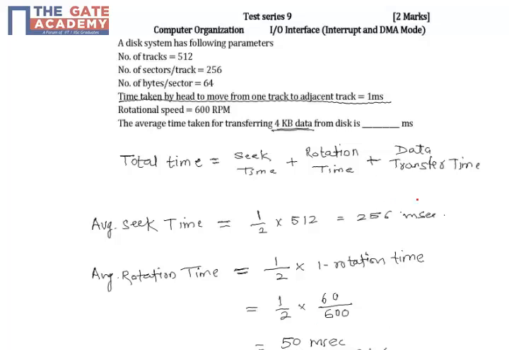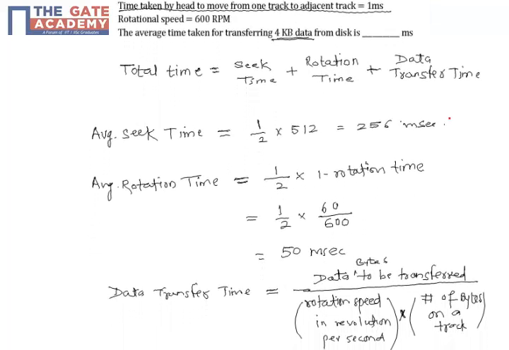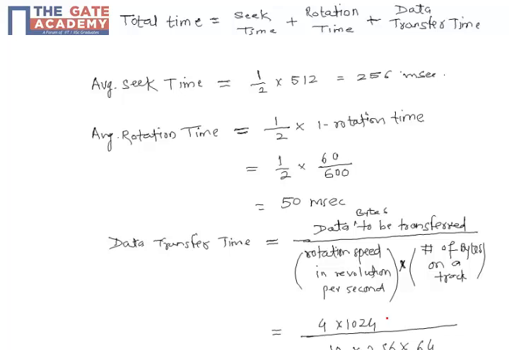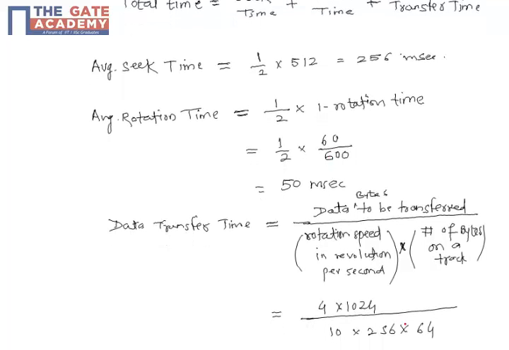Now let us look at the data transfer time. The data transfer time is given by data bytes to be transferred divided by rotation speed in revolutions per second multiplied by the number of bytes on a track, which is nothing but 4 into 1024 in our case, because we need to transfer 4 KB of data, and the rotation speed in revolutions per second is 600 divided by 60, which is nothing but 10 rotations per second, and we have the number of bytes on a track equal to 256 into 64, because there are 256 sectors per track and there are 64 bytes per sector. And this evaluates to 25 milliseconds.